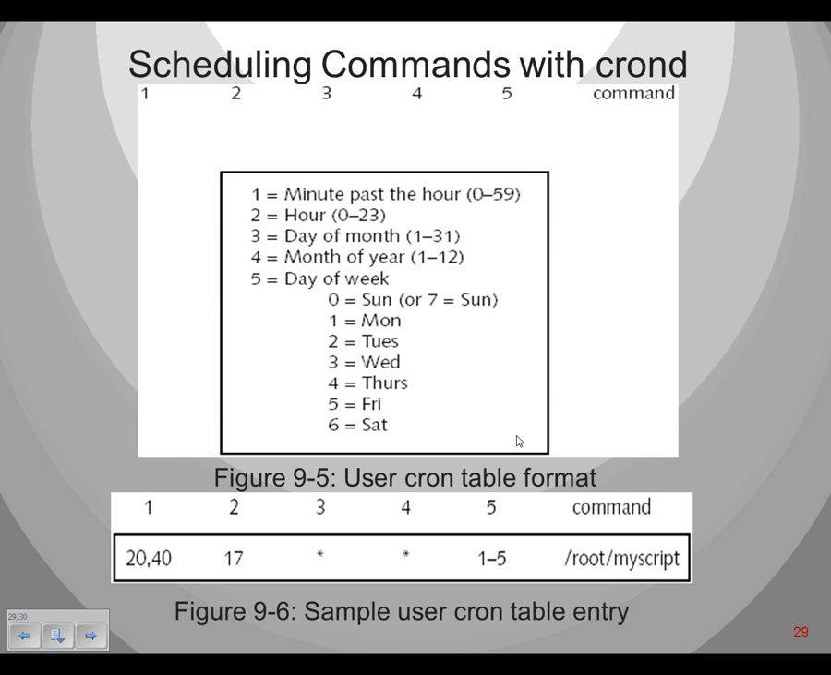And here you can see in the first figure, 9.5, the user cron table, and you can see the different times that you can actually set. Notice the numbers 1 through 5, which actually schedule the minute, hour, day of month, and the day of the week. And then the day of the week would actually be scheduled from 0 to 6. And then at the bottom is a sample user cron table entry.